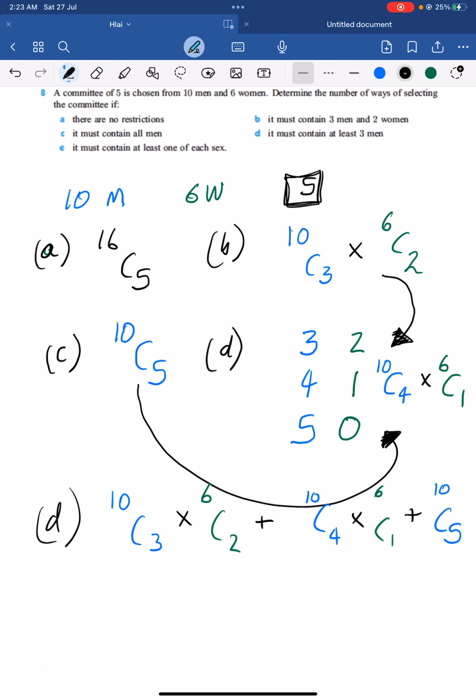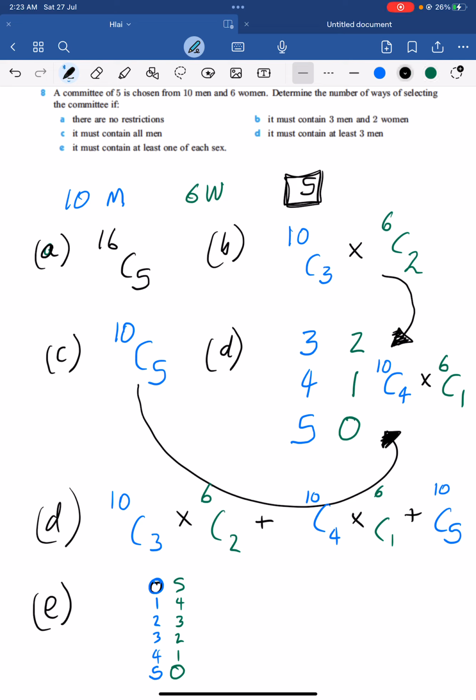And then finally, part E, it must contain at least 1 of each sex. So again, we're going to go to our little combinations here. At least 1 of each sex. Well, if we think about all of it, we can have 0 males. Let me put the blue pen on. 0 males, 1 male, 2 male, 3 male, 4 male, 5 male. That would be paired with 5 female, 4 female, 3 female, 2 female, 1 female, and 0 female.